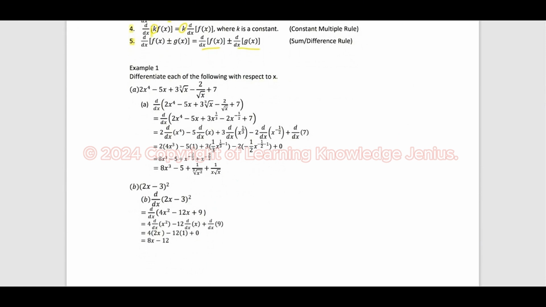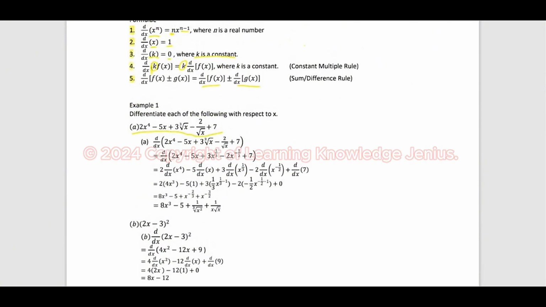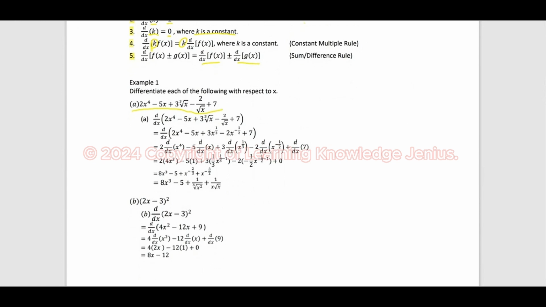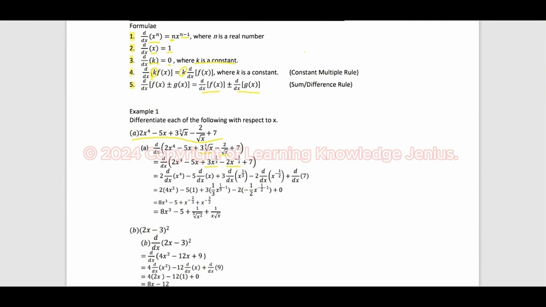Okay, for example number 1, let's say you have this 5-term expression to differentiate. To differentiate this, if you take note of it, we have 2 surds here. So we have to convert them into the index form first, so then we can apply formula number 1. After you convert them into the index form, the next step is to bring out all the coefficients. Let's say the 2, you have to bring it out.